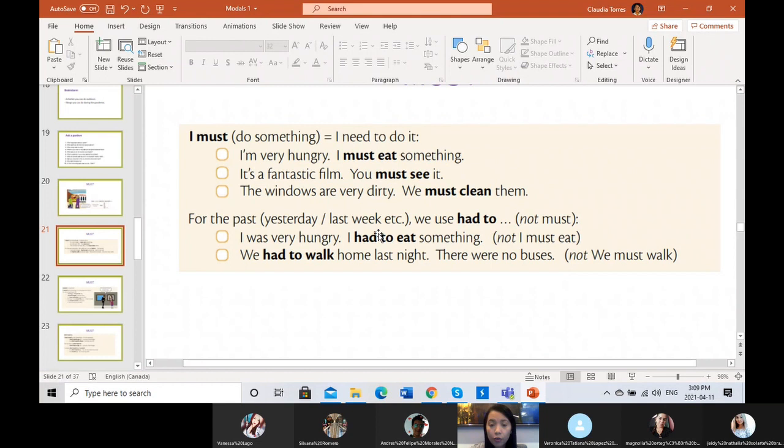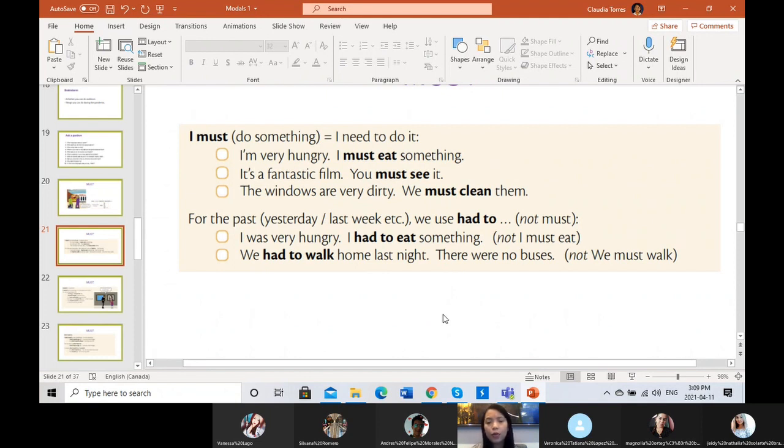If you look at here, you're using to after the verb had. So I had to eat. And this is a very important difference because when you use must, you don't use the infinitive form. You don't use to, right? So you just say must eat, but you say had to eat.